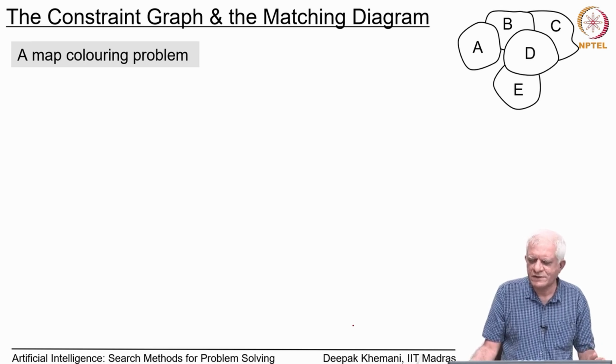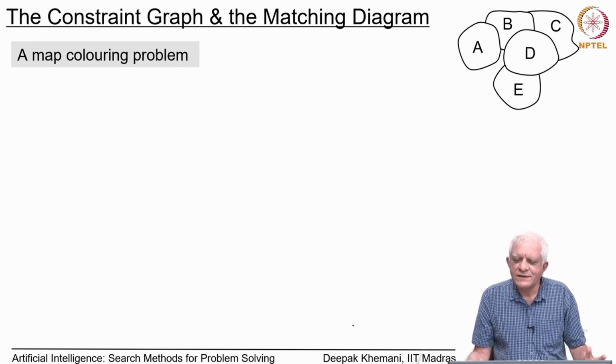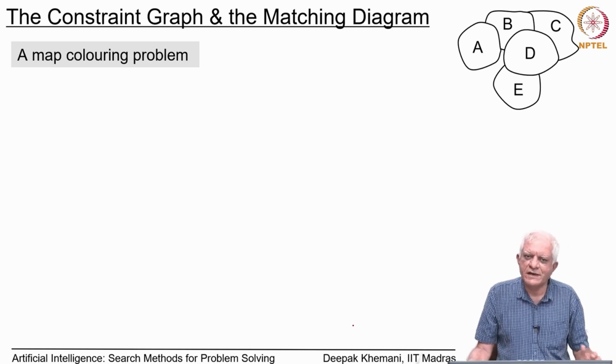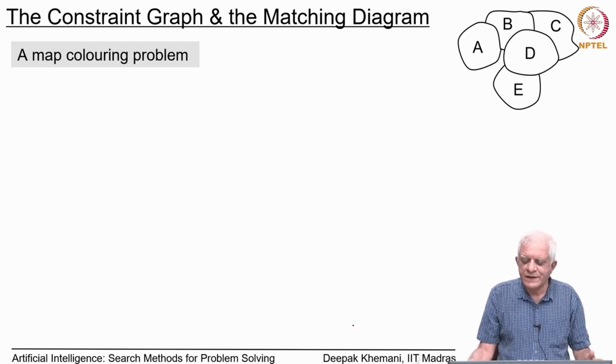So, there was this 4 color theorem that we mentioned at some point, which said that any planar map, or any map on a planar surface, can be colored in 4 colors. And this is a small example of a map. There are 5 regions, as you can see, A, B, C, D, E.